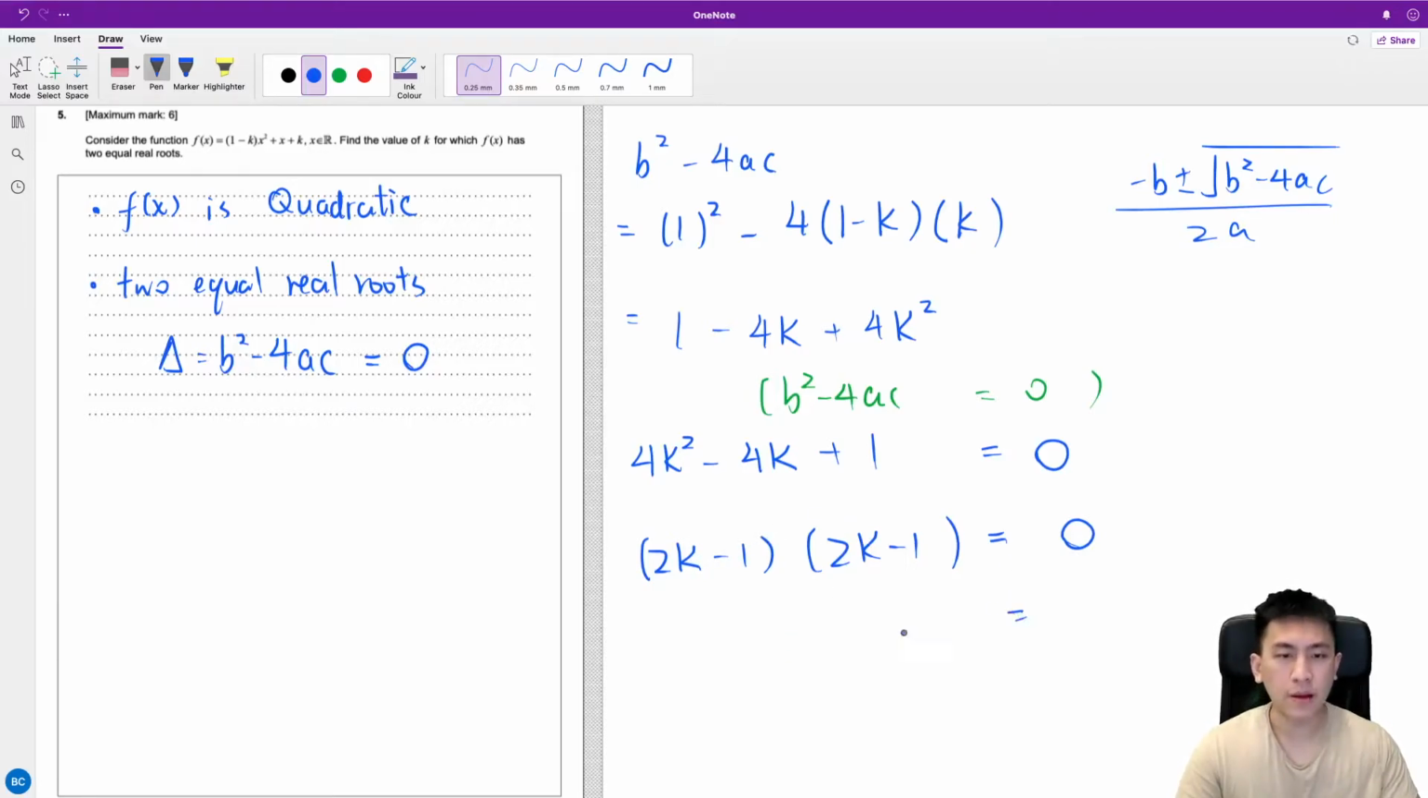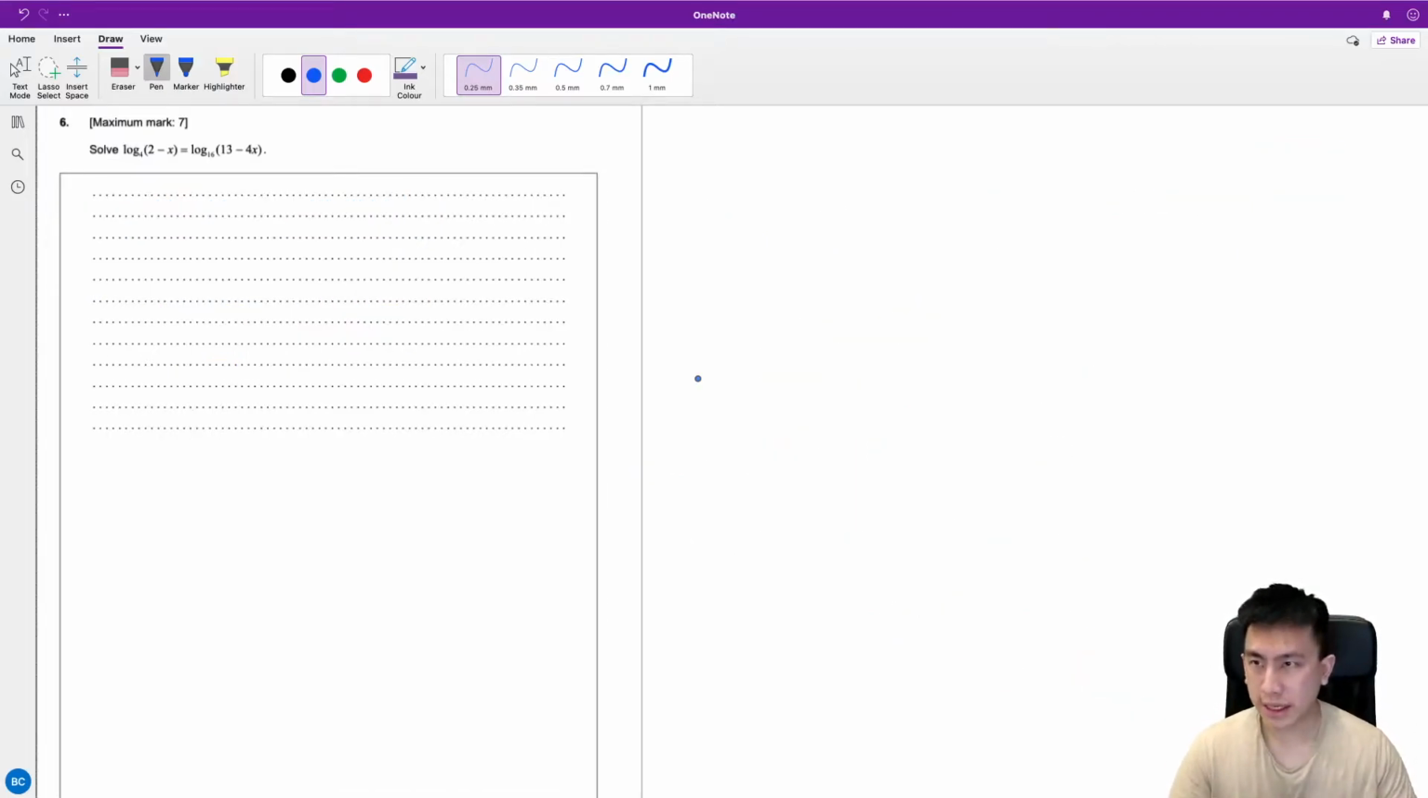So sure, then that means 2k minus 1 is 0, and therefore k is a half, and then you are done. Such an easy 6 mark, right? This should be very alarming. If you see a quadratic, they ask for the number of solutions, you are doing your discriminant. All right, question 6, it's a log equation involving 2 logs with a different base.